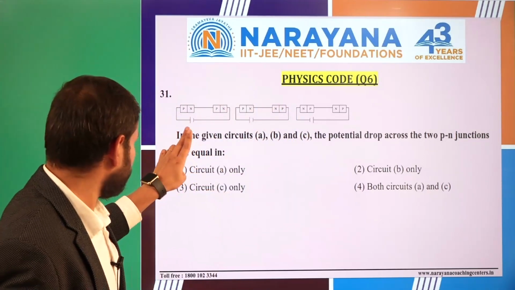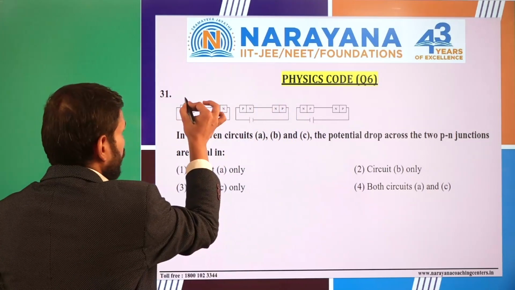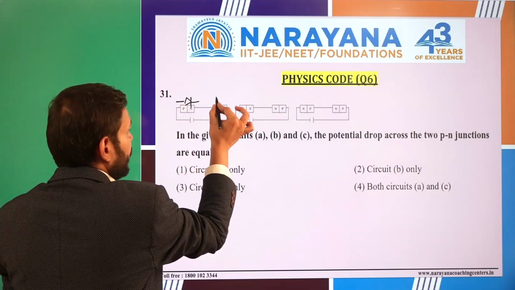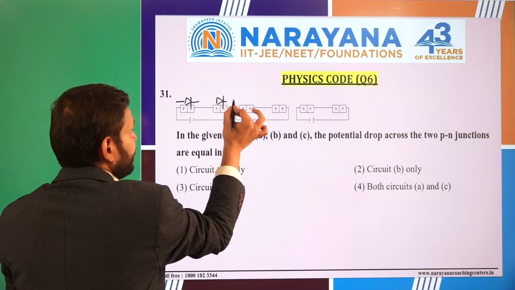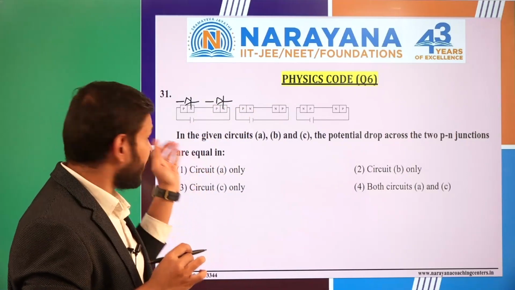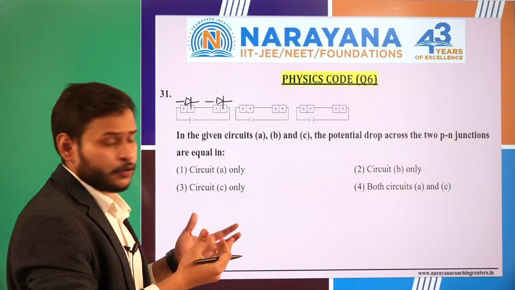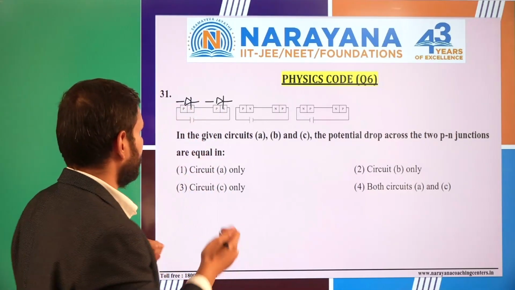In the first one, the two are basically acting like diodes and they are forward biased. So of course current will flow through them and we'll take them as identical ones. So of course the potential drop will be equal in the first case.